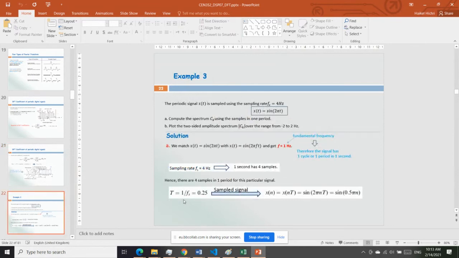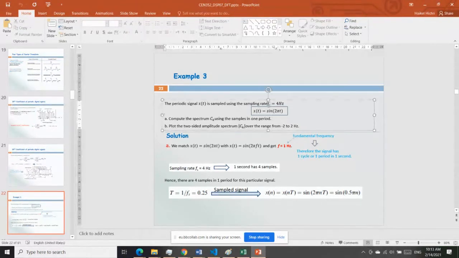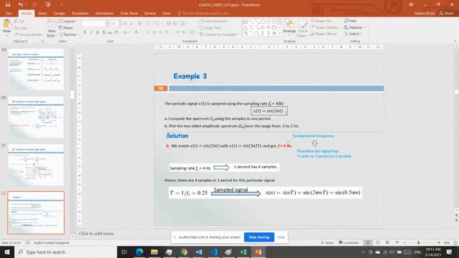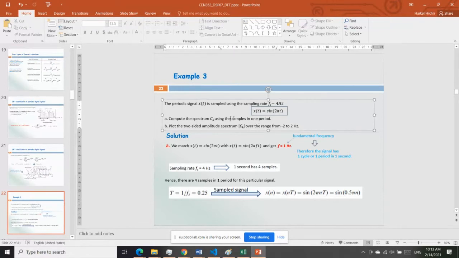Let's do this example. Suppose you have the periodic signal x(t) sampled using the sampling frequency of 4 Hertz. This is the sinusoid, sine of 2 pi t. Compute the spectrum ck using the samples in one period. So we're going to take the samples in one period only. Plot the two-sided amplitude spectrum ck over the range -2 to 2 Hertz.